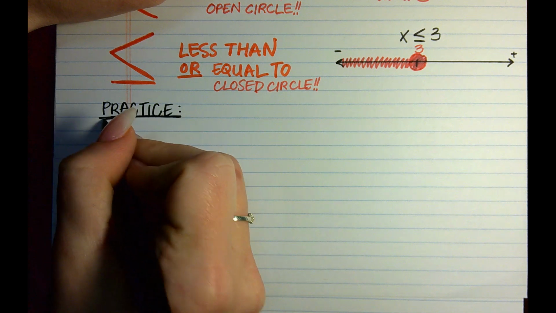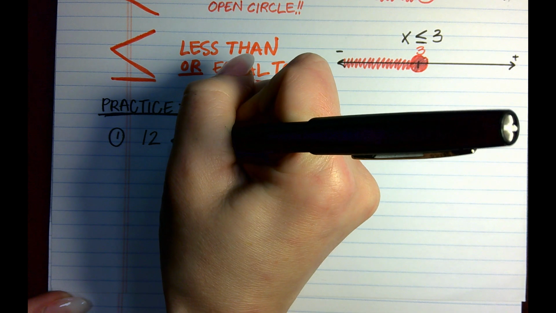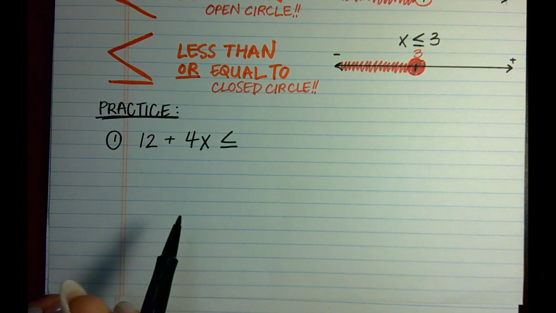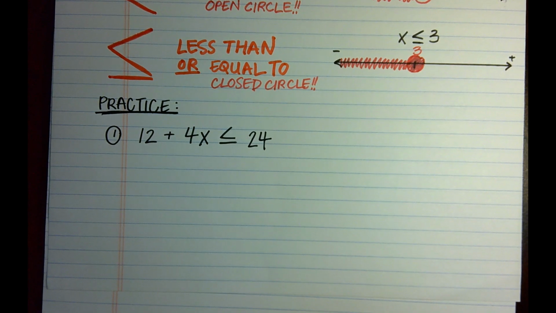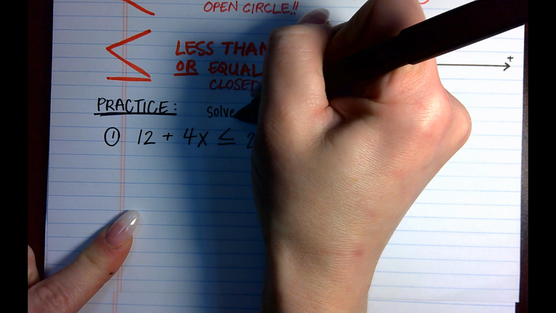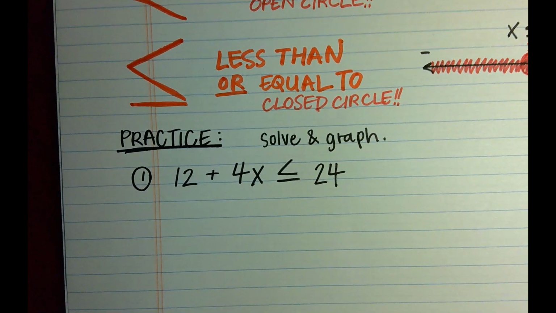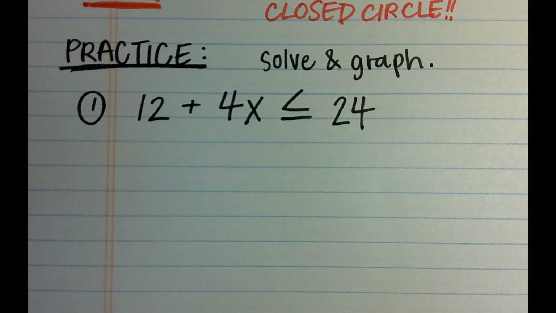Here's the first one we'll do together. Let's say I have 12 plus 4x is less than or equal to 24. We're doing the same thing as the do now. We're going to solve and graph. Remember, solving inequalities is the exact same process as solving an equation. It only gets different when we graph.